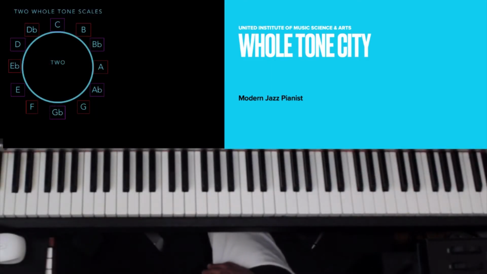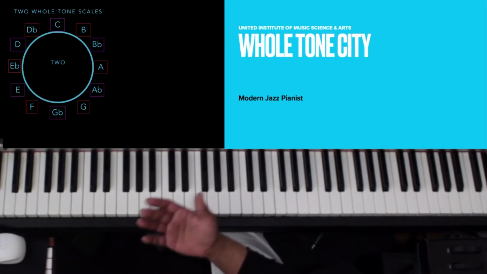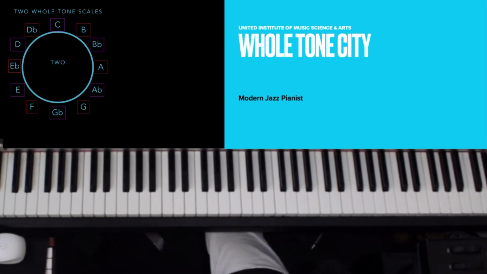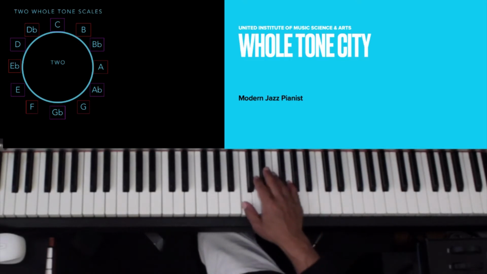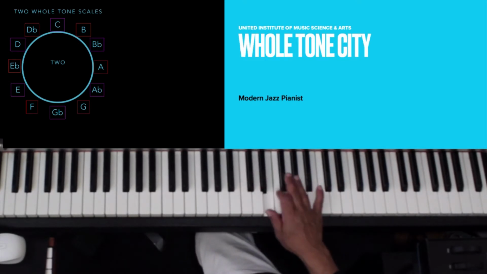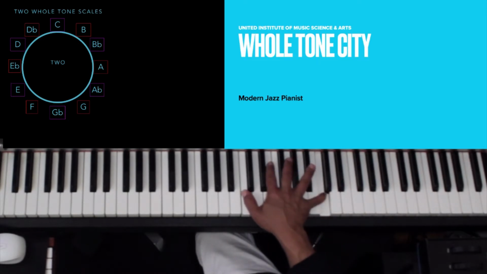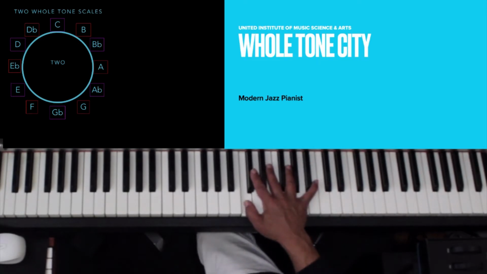All right, now your whole tone scales, there's only two. And they're not really scales, they're symmetrical. These are what we call the first six symmetrical scales. You know, your chromatic scale, and you know the chromatic scale is built off of all your whole steps, right? So the next ones that we deal with are your two whole tone scales.